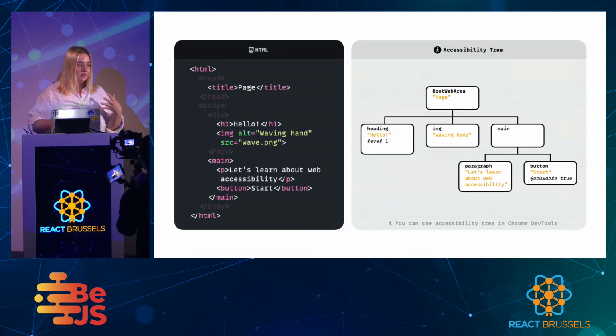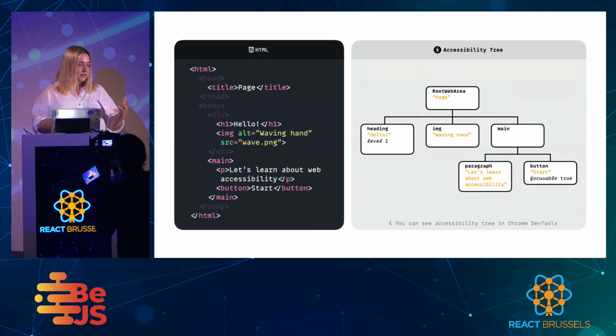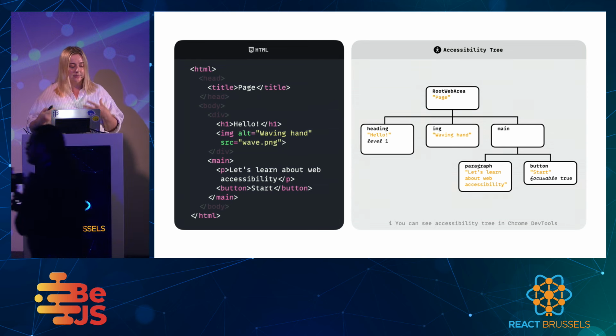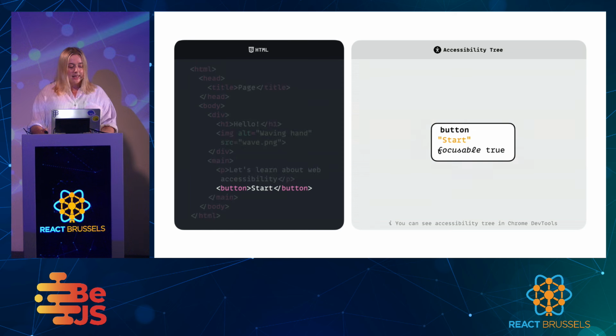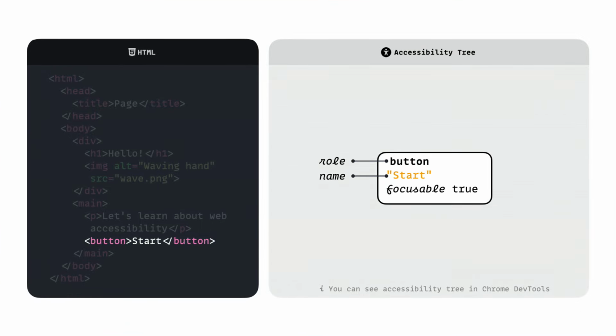Note that not all the elements are included, only the ones that have some semantic meaning are exposed in the accessibility tree. And this div that we use for styling, for example, is omitted. Each element in the accessibility tree has its role that defines what kind of element it is, what is its purpose, and an accessible name, which identifies it on the page. Additionally, it can contain a lot of other attributes that describe it further or communicate its current state.